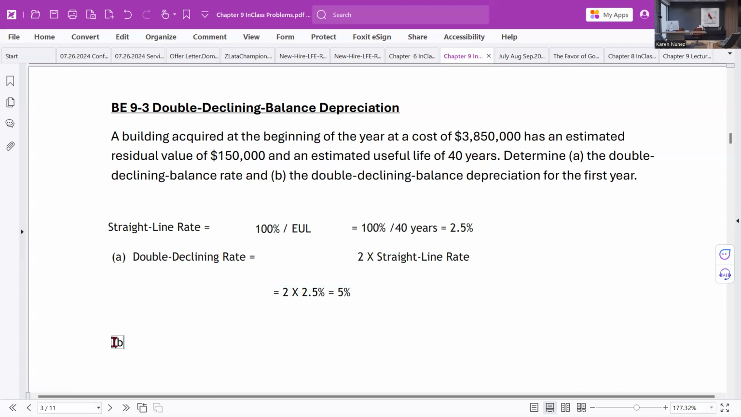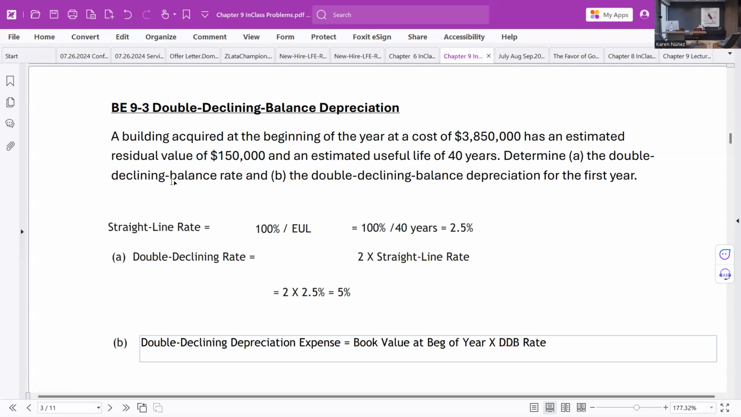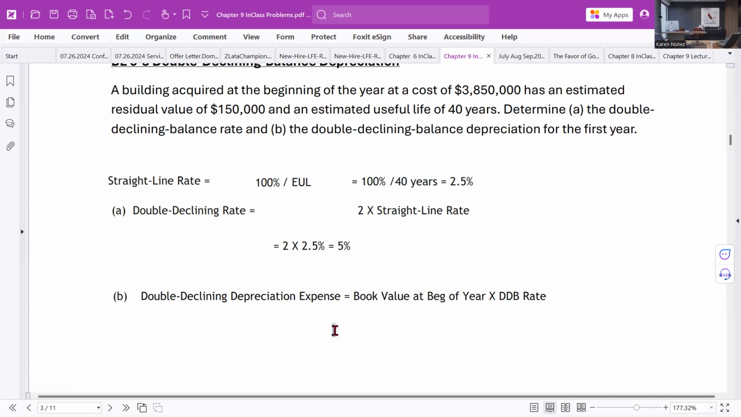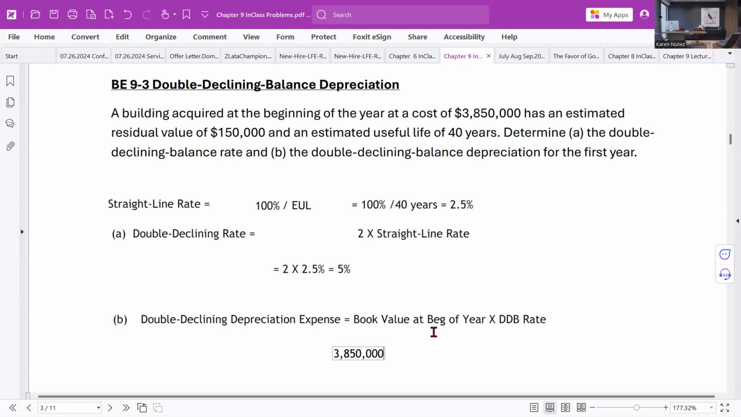And now let's determine the depreciation for the year. Well, we've got to use that DDB rate now. The double declining balance depreciation is based on whatever the book value is times the DDB rate. In this case, the book value at the beginning of the year just equals the cost, because we haven't depreciated anything yet. So we have 3,850,000, and we multiply by the DDB rate, which is 5%.